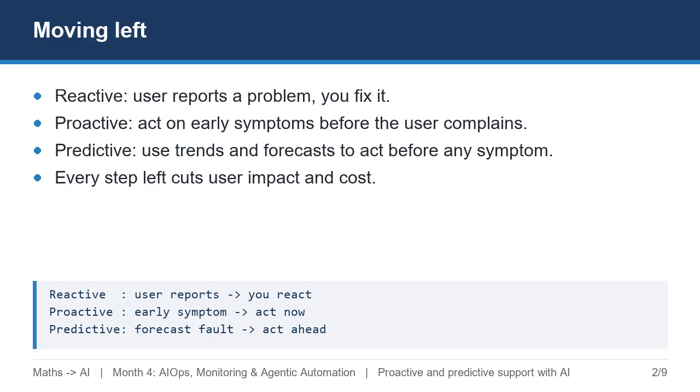Let's frame the shift. Most support is reactive. A user reports a problem, you fix it. Proactive support acts on early but present signals before the user complains. The device is already throwing errors and you intervene first. Predictive support goes further left still. It uses trends and forecasts to act before any symptom appears at all. Every step to the left reduces user impact and cost, and AIOps is the engine that makes that leftward shift practical at fleet scale.